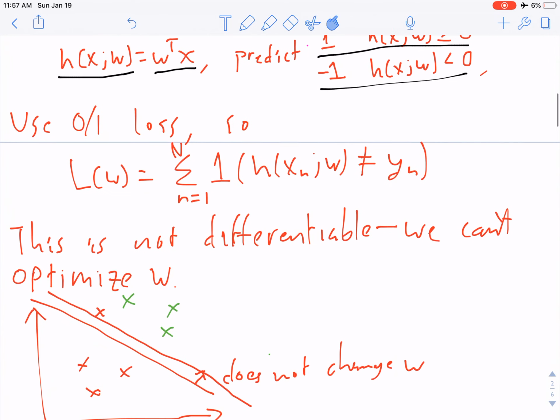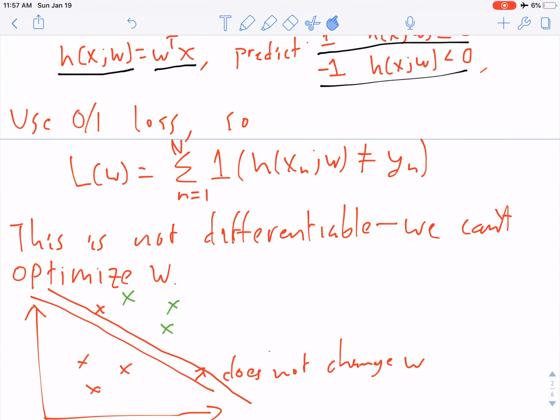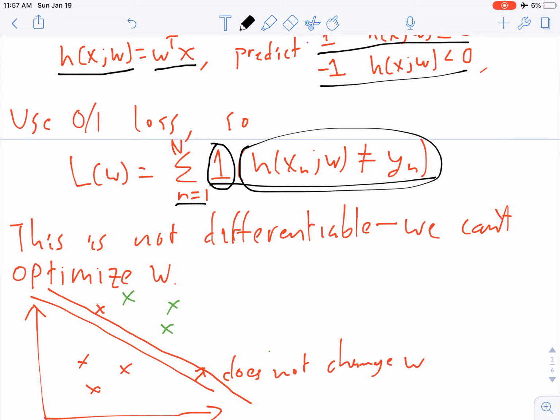And we'll also change our loss function. So we'll use a 0-1 loss. And what that means is for every data point, we will add 1, and when you see 1 here, this is an indicator random variable. So that means that if this thing in the parentheses is true, it's equal to 1. Otherwise, it's equal to 0.